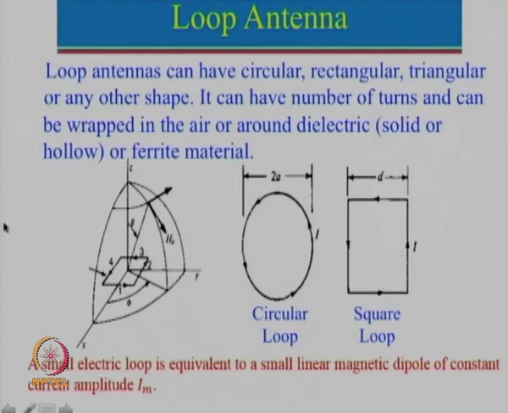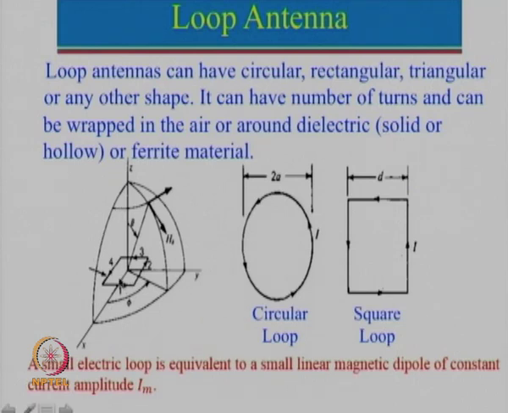So we will think about a very small loop. Let us say this small loop is put around the origin. This is the origin, with the x axis, y axis and z axis, and as before we measure the phi angle from the x axis and theta from the z axis. These are the field components at any far away distance r. We can start with a circular loop or a square loop. In the beginning we will look at a small circular or square loop, where small means its circumference is much less than the wavelength.